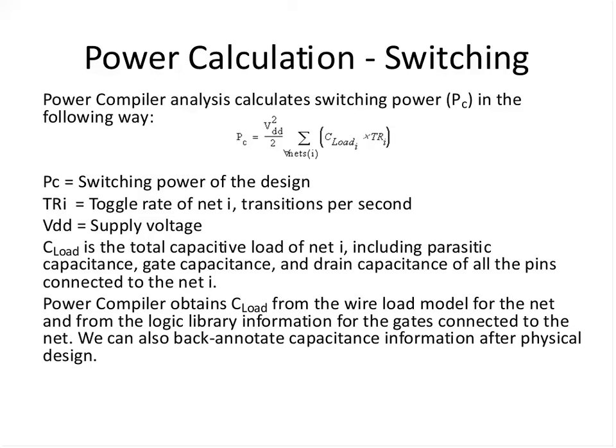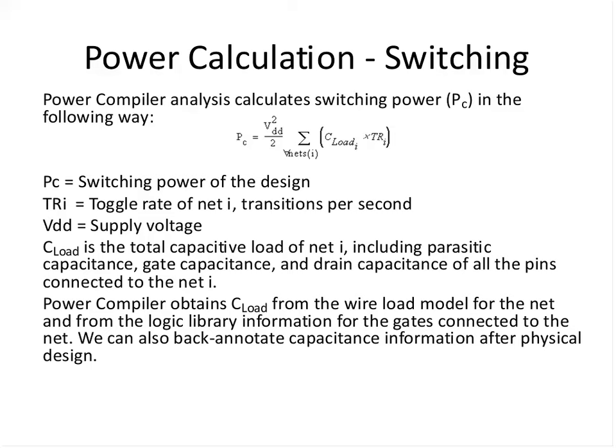So we saw that a signal that transitions, let's say, once per cycle, the alpha value is 1/2. So we substitute the value of 1/2 here, and we substitute the switching by the toggle rate, which is transitions per second. So this formula is same as the earlier formula, not different.